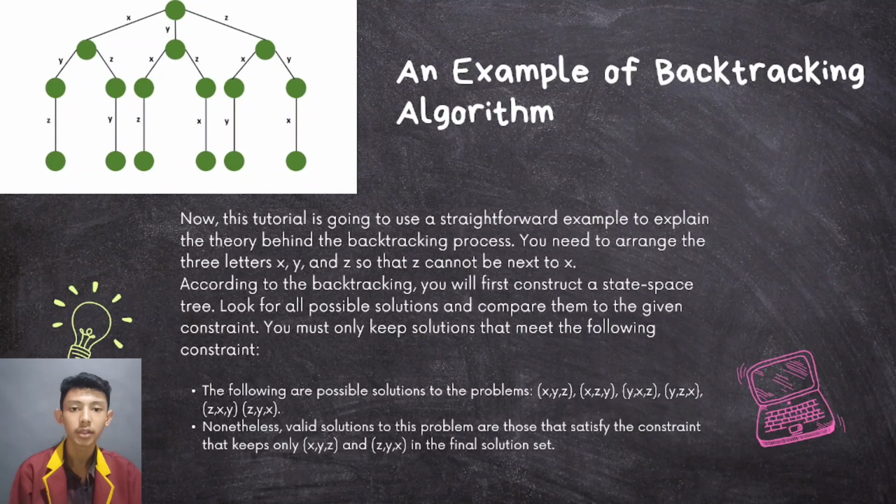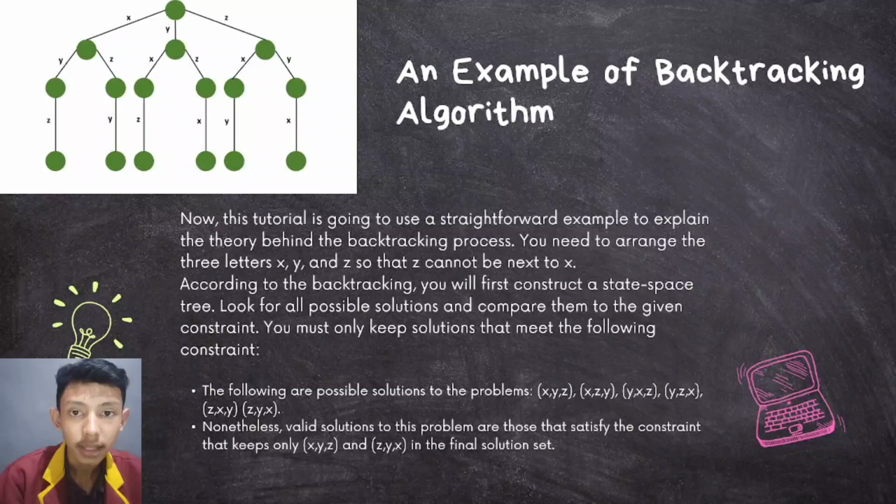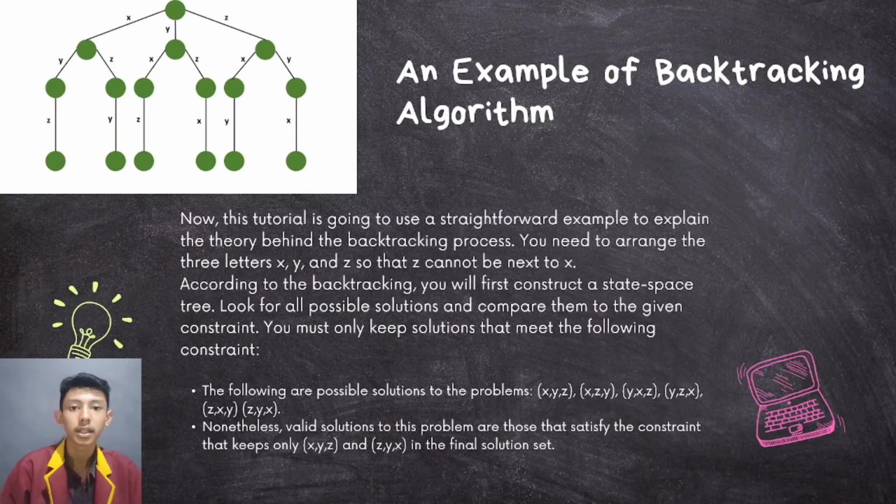The following are possible solutions to the problem: XYZ, XZY, YXZ, YZX, ZXY, ZYX. And the two valid solutions to this problem are those that satisfy the constraint, which keeps only XYZ and ZYX in the final solution set.